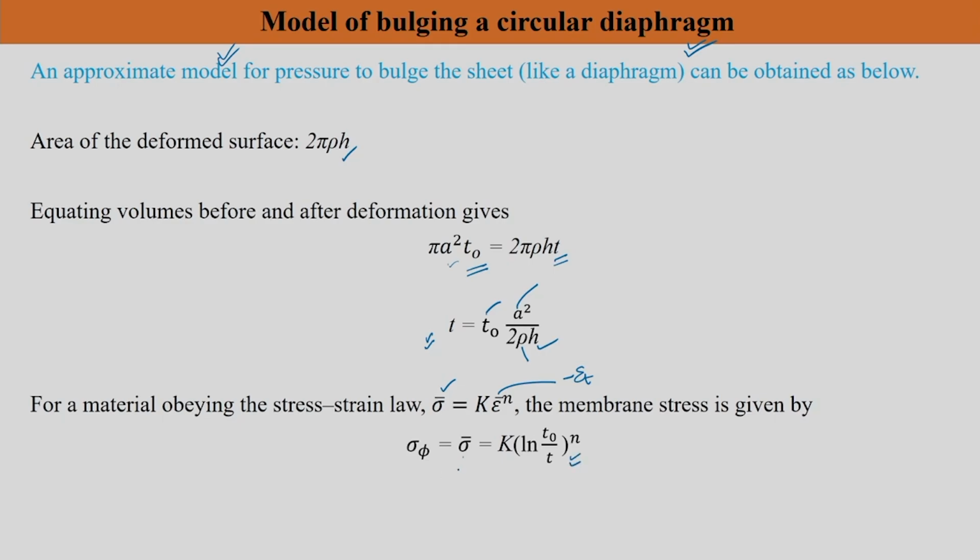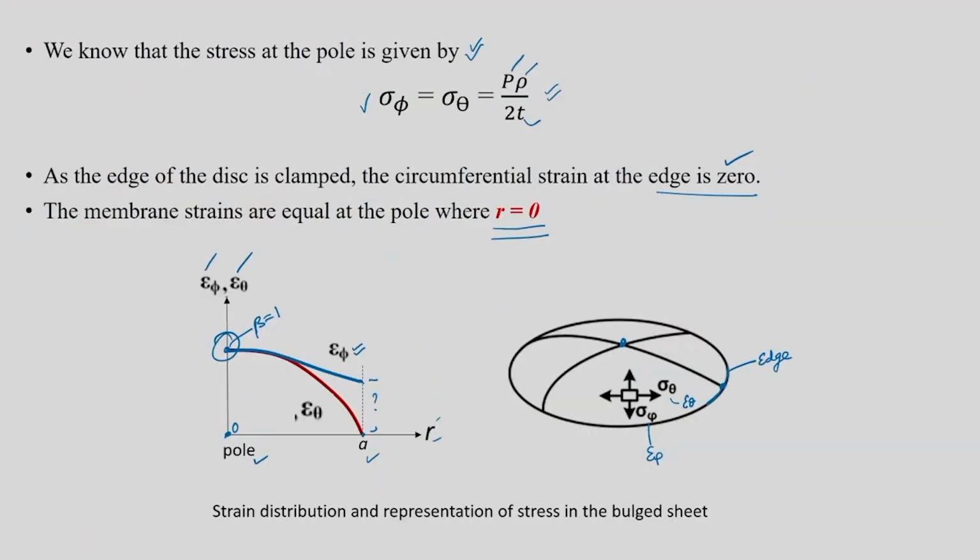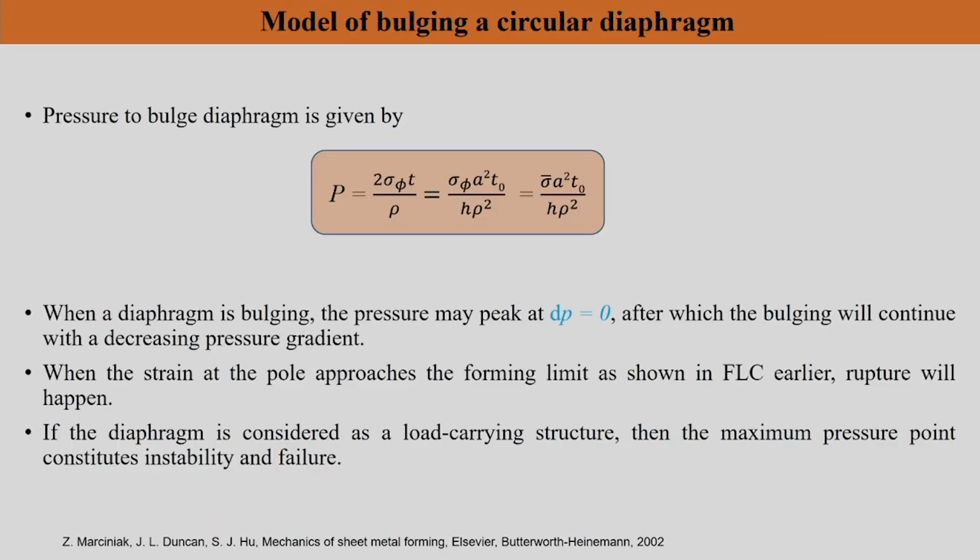We are going to simply put this equation for sigma phi into the previous equation for pressure. So now, the pressure to bulge the diaphragm is given by, we are going back to this equation. P here is nothing but 2 sigma phi T divided by rho. P rho by 2T is sigma phi, right. So P is equal to 2 sigma phi T by rho.